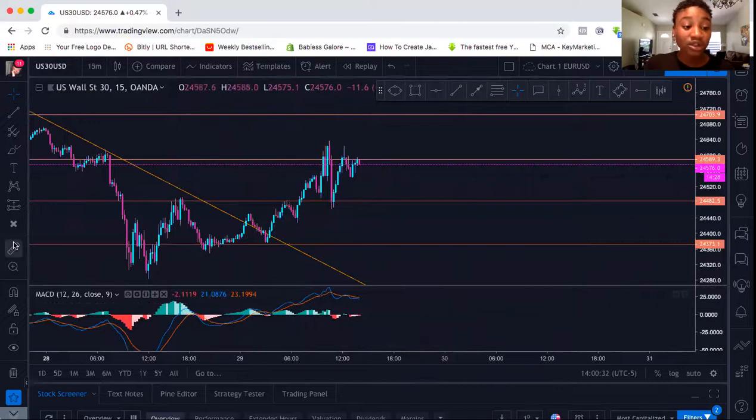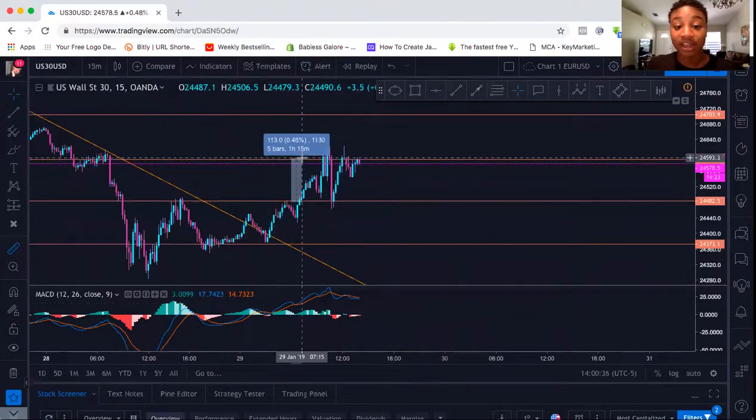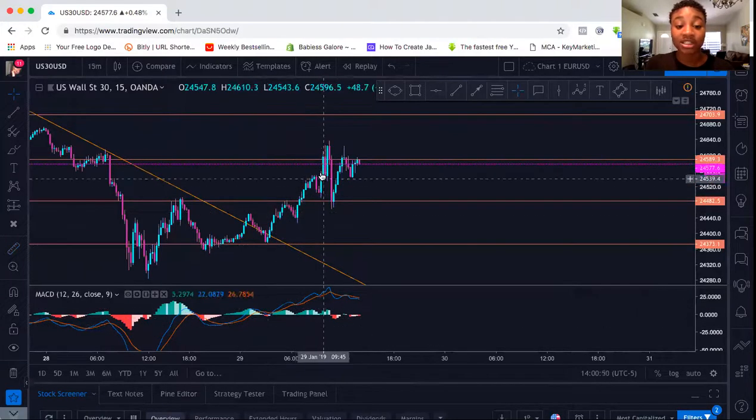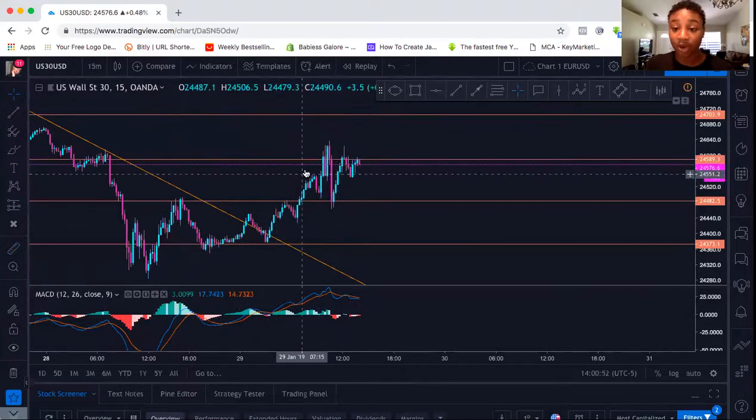So I got into the buy trade actually right here, and my take profit was set right here for 1,000 pips. And that was it. That's how I've been trading US30, and it's with the MACD. And what I use my support and resistance lines for is to help me determine where my take profit would be.